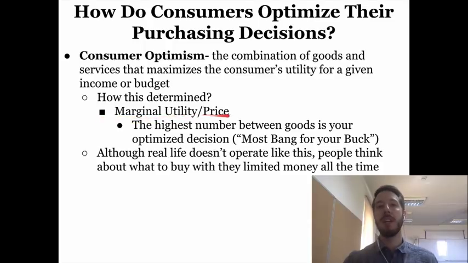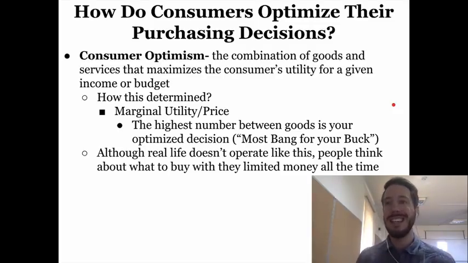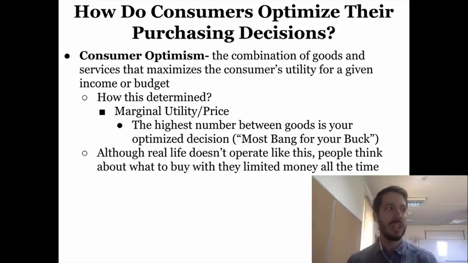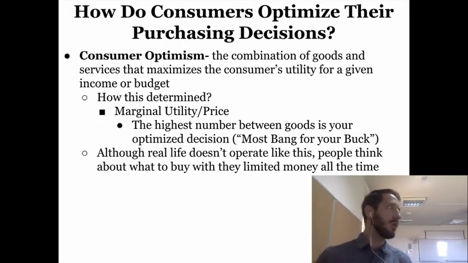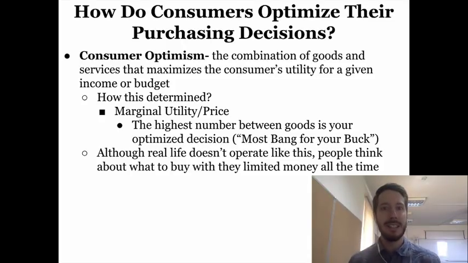We divide marginal utility by price. And when we get the highest number between all the possible goods we're looking for, we get an optimized decision, or most bang for your buck. It's the idea of, all right, I've got 10 JD or $10 or 10 euros, and I want to go out to eat. Well, where am I going to go to get the most bang for my buck, to get the most satisfaction with my limited resources?